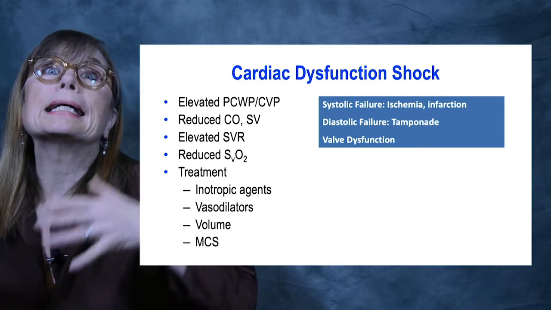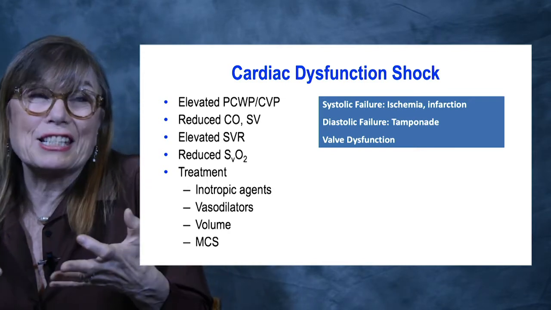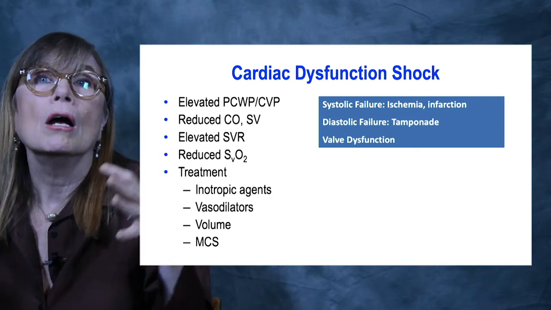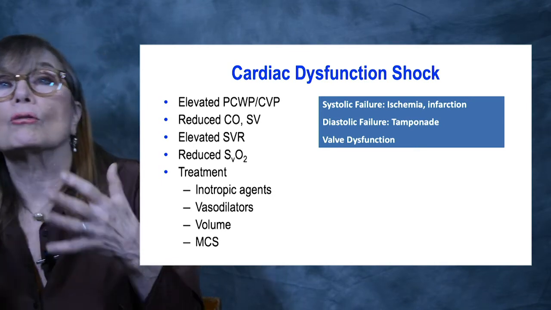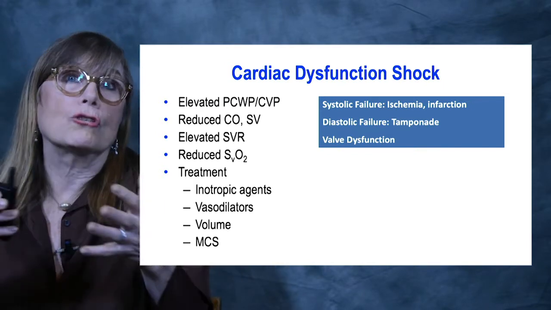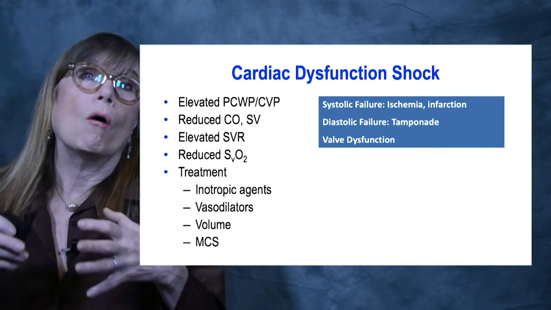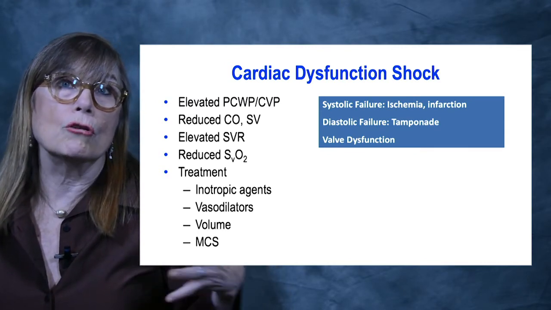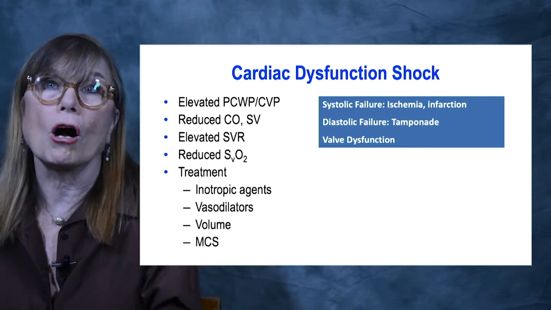So we can see significant failure in the systolic component, which is ejection. That's usually from ischemia and infarct. We see diastolic failure. That's usually related to valvular dysfunction. Could be pericardial tamponade or just pericardial effusions, or actually increased positive pressure or pneumothorax compressing the heart.